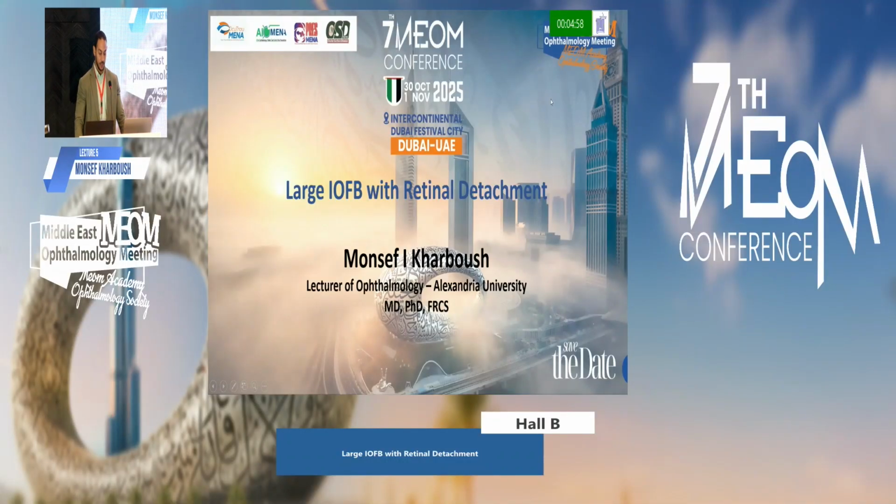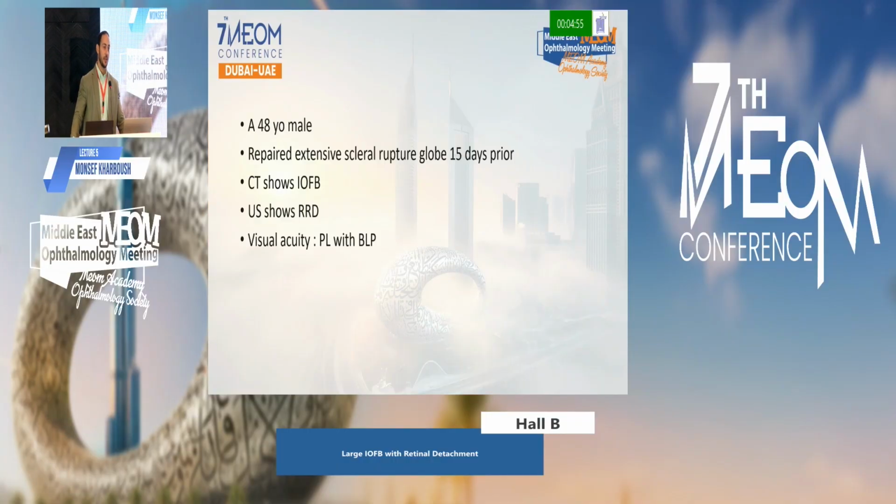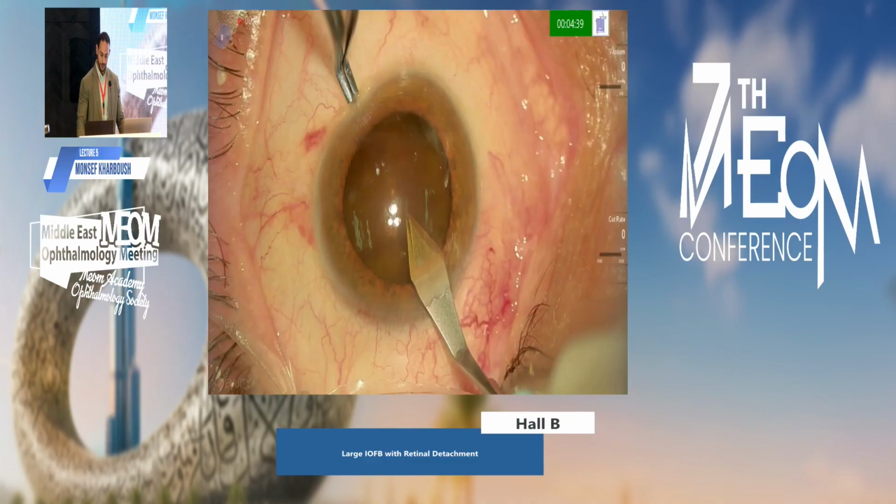So my case is the large intraocular foreign body with a retinal detachment. Our case was a 48-year-old male who had repair of an extensive scleral globe rupture by me 15 days prior to the surgery. The CT showed an intraocular foreign body and the ultrasound showed retinal detachment. His visual acuity was perception of light with bad light projection.